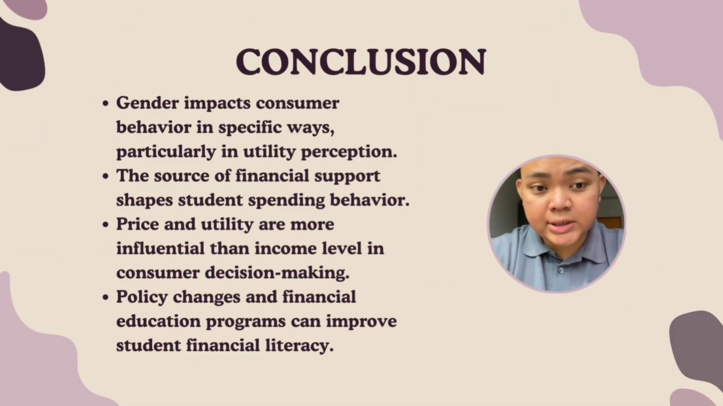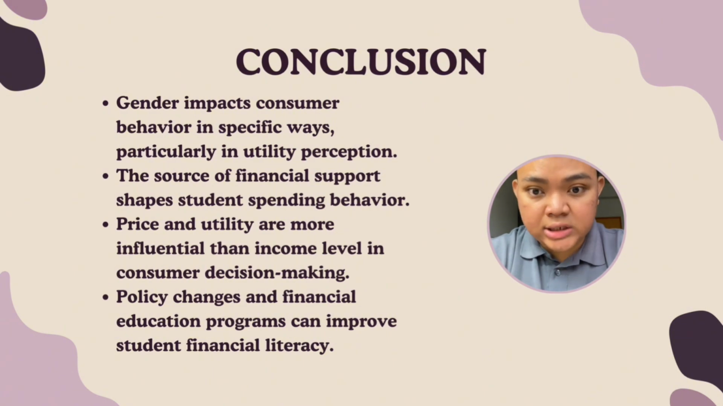For the conclusion, this study highlights the complex dynamic of consumer behavior among UUM students. Gender influences utility and behavior, while income sources shape price and utility sensitivity. The result underlines the importance of value and affordability in student purchasing decision. Addressing these factors can help improve financial literacy and support system for students, contributing to their overall well-being and financial stability.